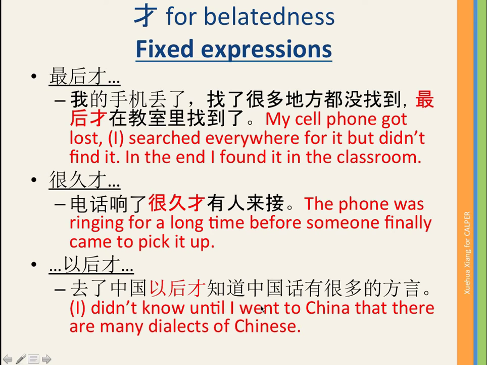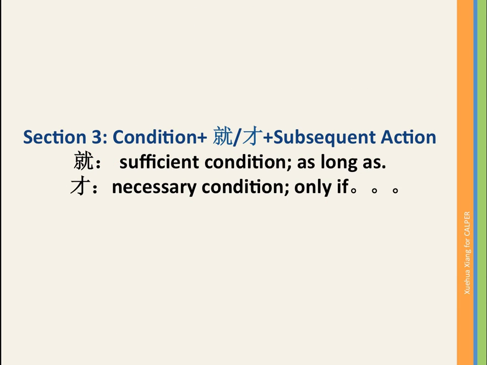以后才. So after these fixed expressions, let's move on to look at a bundle of functions of 就 and 才 where they mark so-called conditions, conditional sentences. What is a conditional sentence? You know, in everyday life, we often talk about conditions. If something happens, then something follows. Or as long as something happens, something follows.